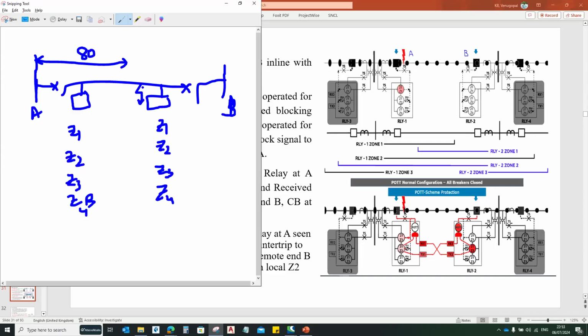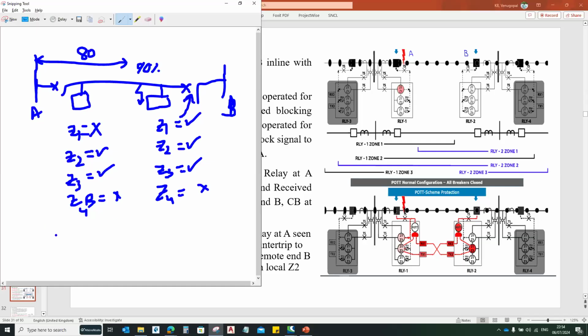As the fault is here, at 90% from substation A, but from substation B it is 10%, if you check at A, Z1 will not operate. Z2 yes, timer is started. Z3 yes, timer is started. Z4 will not operate. Here, Zone 1 operates, and Zone 2 and Zone 3 will start their timers, and Zone 4 will not operate. As Zone 1 is operated, it will give an instantaneous trip.